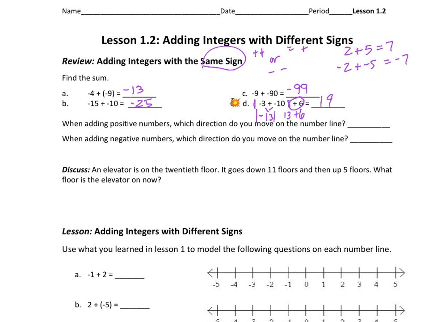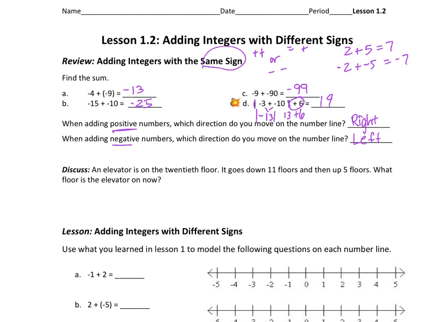So then we have 2 questions here. When adding positive numbers, which direction do you move on the number line? We move to the right. When adding negative numbers, which direction do you move on the number line? Left. So positive right, negative left.